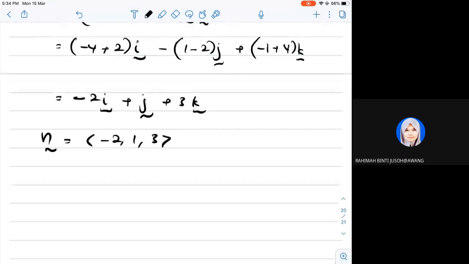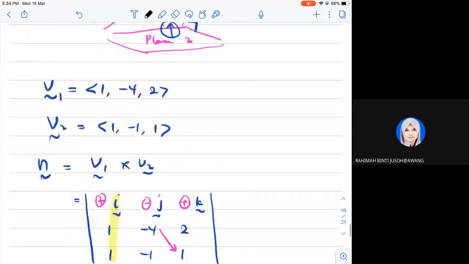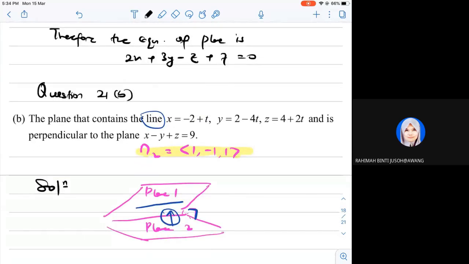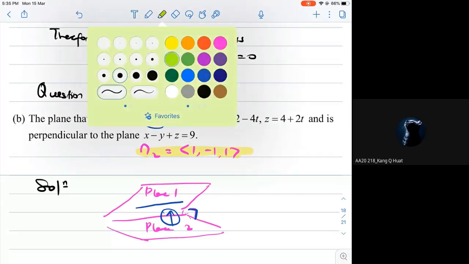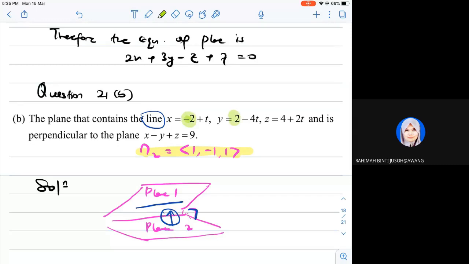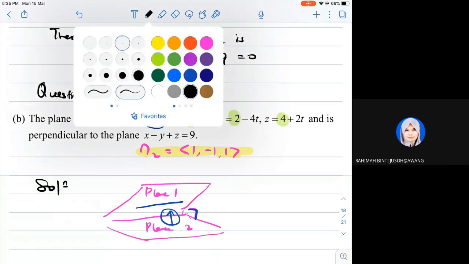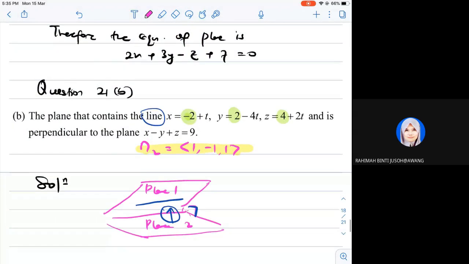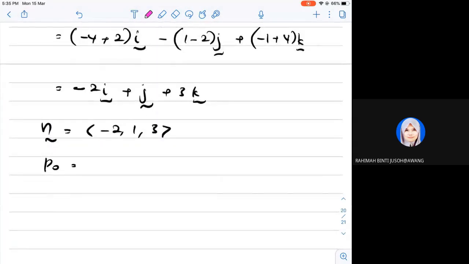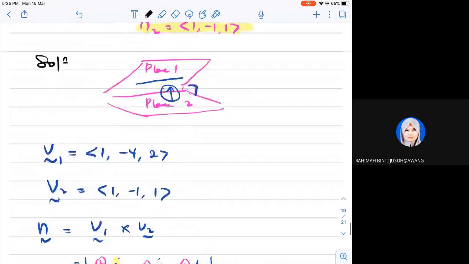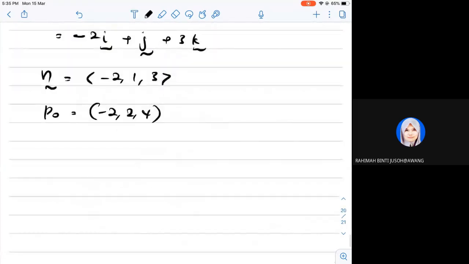Apa P naught kita? Kita nak ambil daripada mana? Come on, my brilliant students. Nak ambil daripada mana ni? P naught. Negatif 2. Pandai. We choose from the line. Yes, negative 2, 2 and 4. That is our P naught. Okay, P naught is negative 2, 2, 4. Very good. So P naught kita ambil daripada negative 2, 2, 4. Itu kan, negative 2, 2, 4.